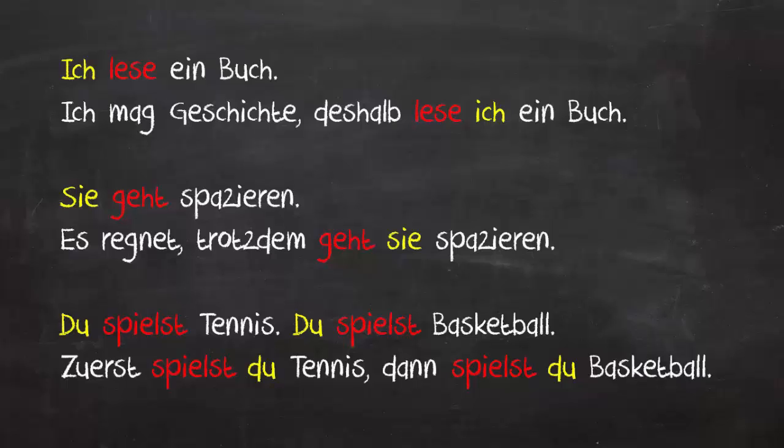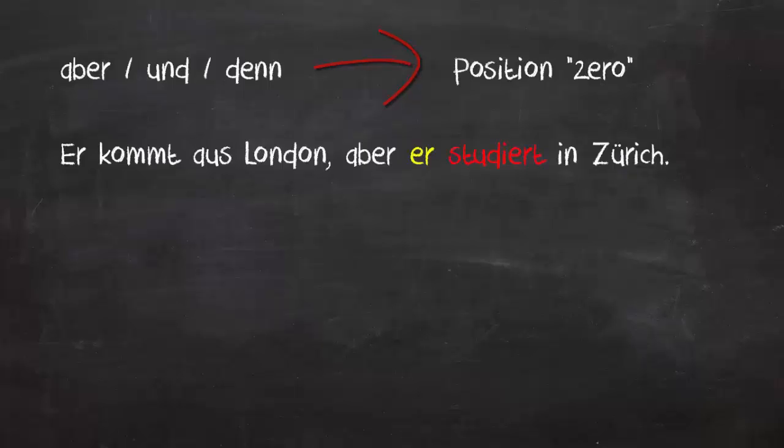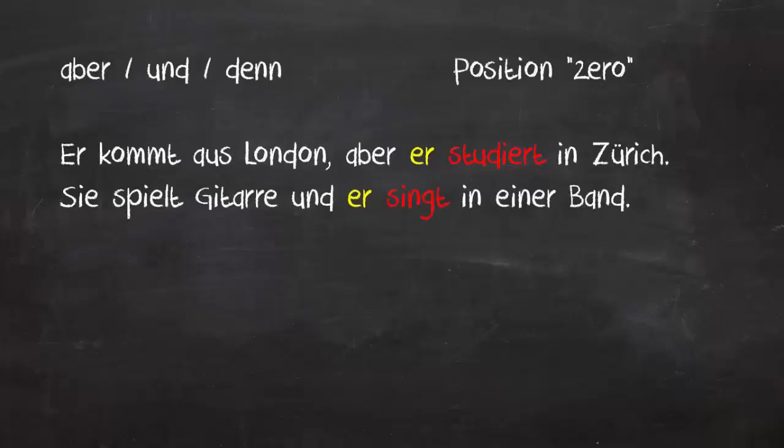Now, as you know, the exception proves the rule, and that's why I'd like to show you some exceptions. The words aber, but, und, and, and denn, because, are considered position 0. They do not change the word order. Er kommt aus London, aber studiert in Zürich. He comes from London, but he studies in Zurich. Sie spielt Gitarre und singt in einer Band. She plays the guitar and sings in a band.